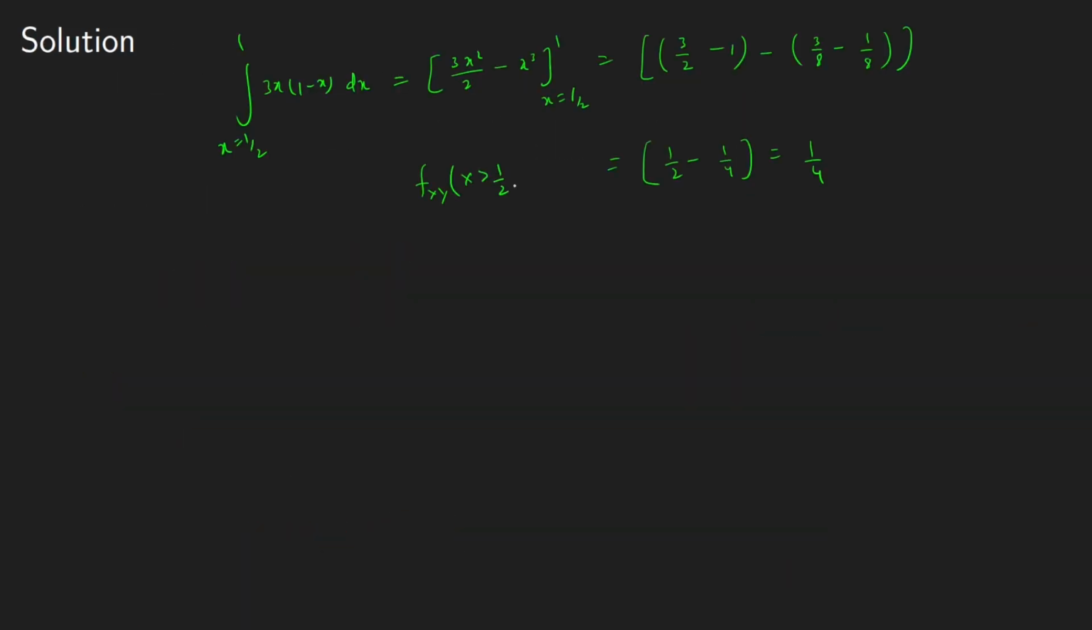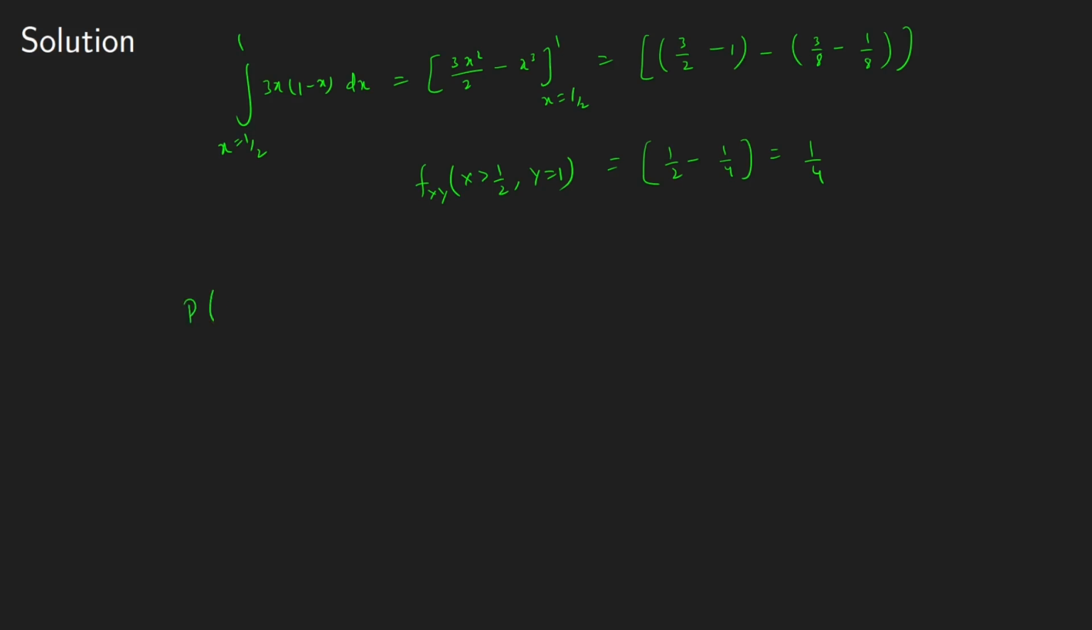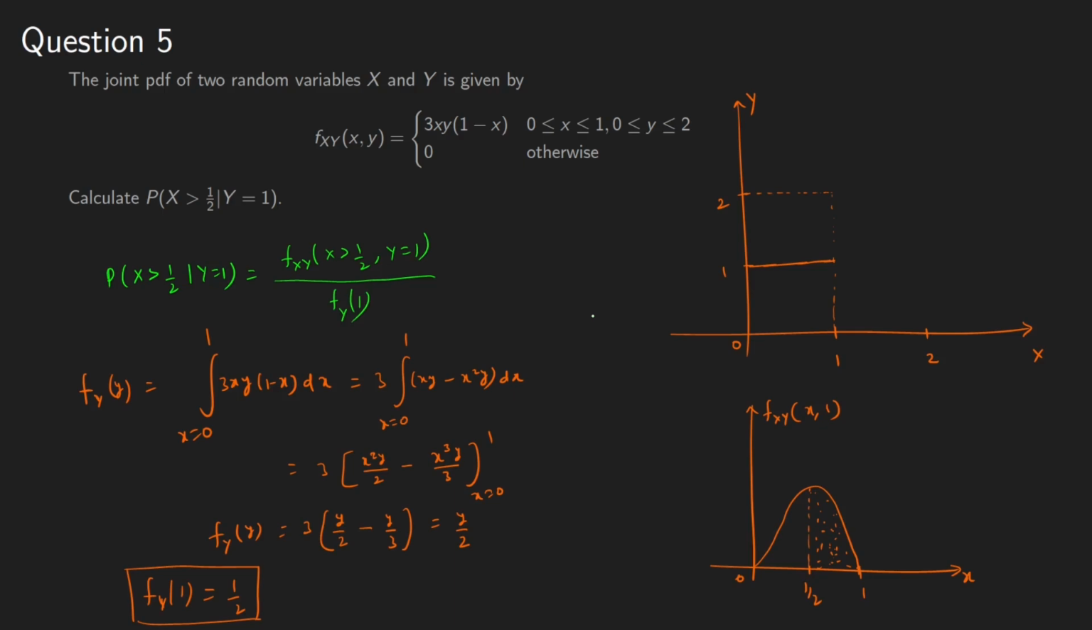x greater than half given y has taken value 1. So now we can find out the required conditional probability that we have to find. So probability that x greater than half given y has taken value 1 is equal to 1 by 4 divided by 1 by 2. So it will be equal to 1 by 2. So this is the conditional probability that we have to find.